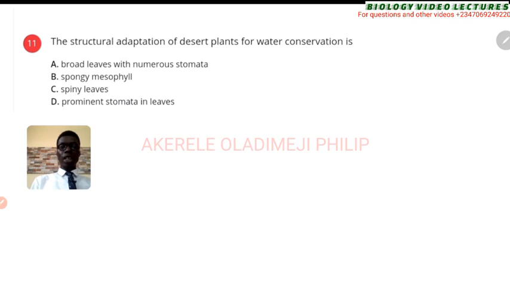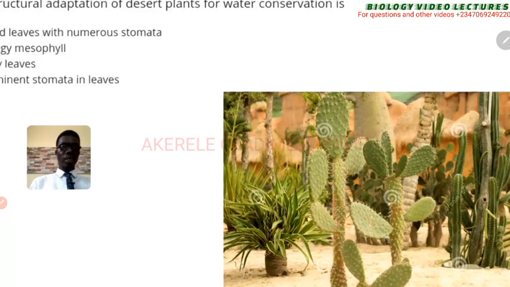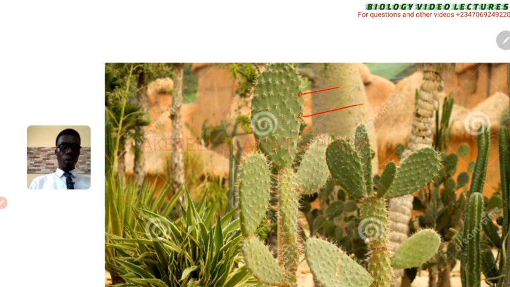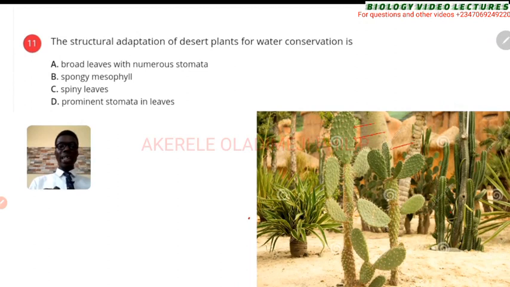The answer is C. Instead of having a normal kind of leaf, their leaves have been reduced to spines. That's what you're seeing here. So there's no leaf in the first place, let alone stomata. All those spikes, or spines, are what it uses. So it's spiny leaves, and that reduces water loss, to almost none at all. Because if it has a leaf, it's going to have stomata, and water comes out through transpiration through the stomata. I don't want that at all.